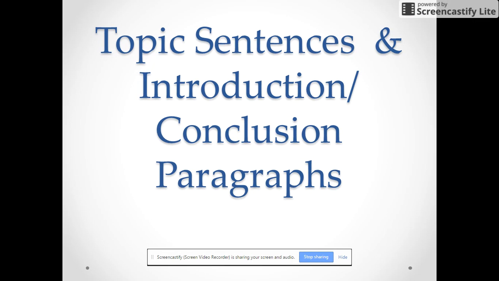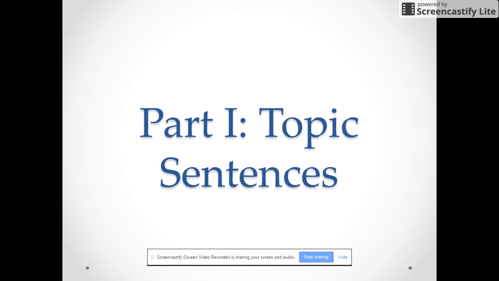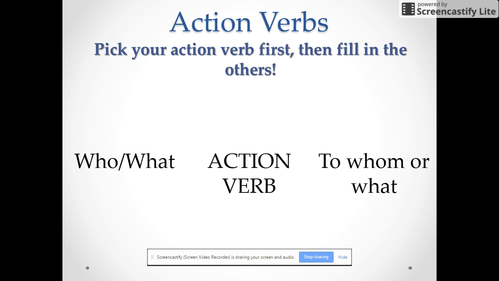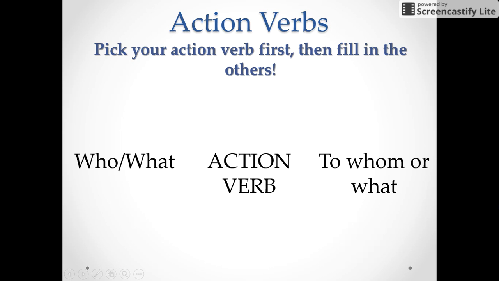All right, so this is how to write topic sentences and introduction/conclusion paragraphs. So we're going to start on topic sentences first, okay? And there's a lot of different ways to write topic sentences. So really, you can use any of these, and you're going to write a strong topic sentence, okay?